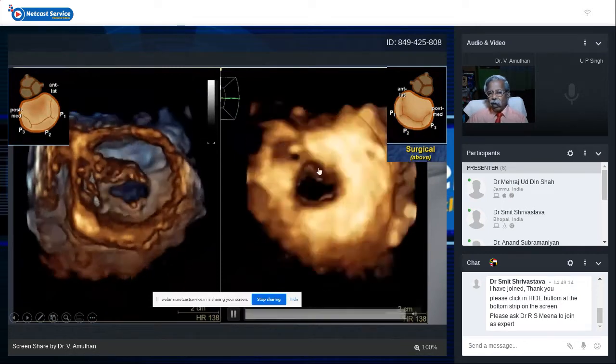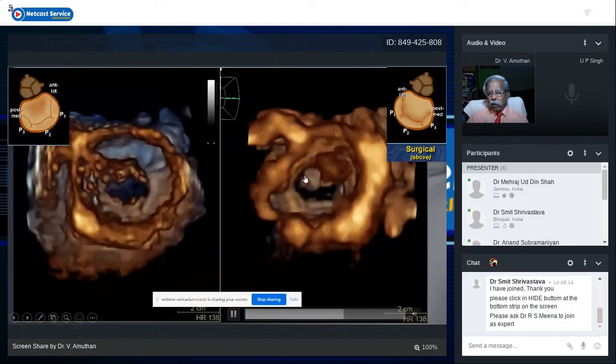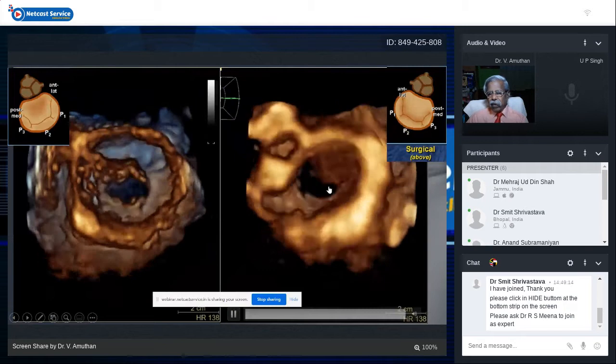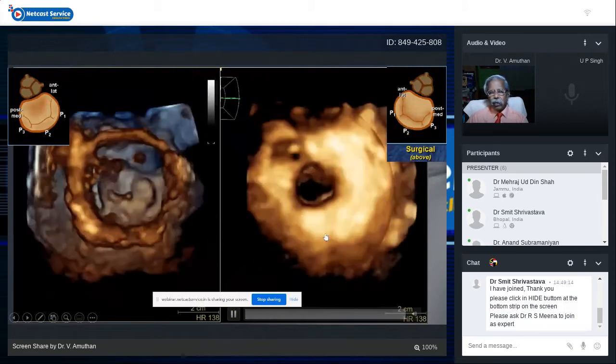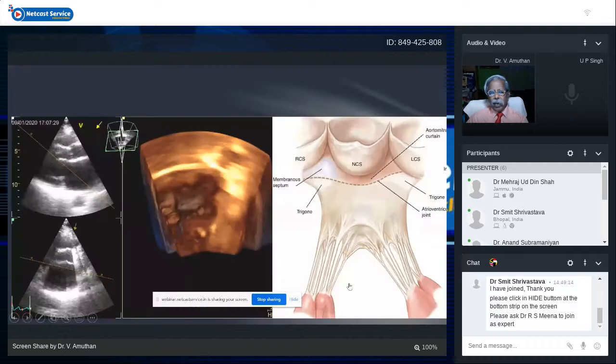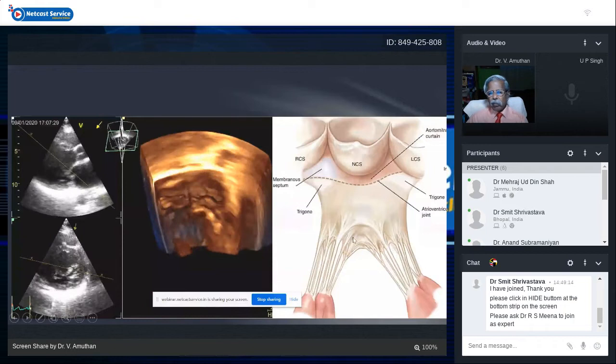Otherwise, you see the aorta, a piece of aorta also. And this is AML and this is PML. So it's very easy. Assessment is easy. And assessment of the subvalvular apparatus is possible by this coronal plane cut.